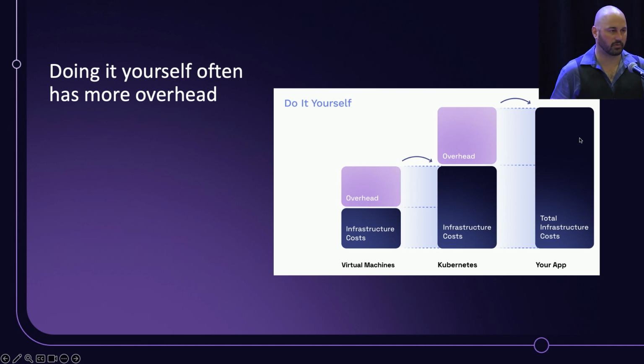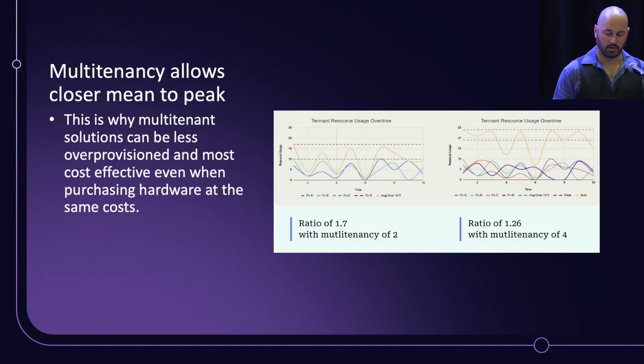Unfortunately, doing it yourself doesn't necessarily save you much, because usually the overhead of owning your own infrastructure and handling all these pieces tends to be higher for you. And a big piece of that is because of multi-tenancy. There's a concept of average to peak, or mean to peak. If I have one workload, it's going to have a high point of the day, a low point of the day, and we'll often see some consistent trends around that.